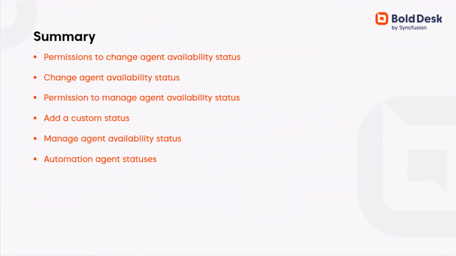In summary, I demonstrated the permissions required to change agent availability status and how to change it. I also showed the permission required to manage agent availability status, how to add custom status, and manage the statuses. Finally, I showed the support for agent availability status in ticket automations.